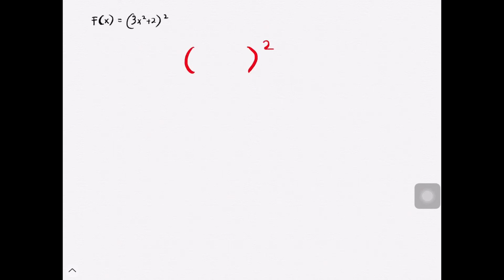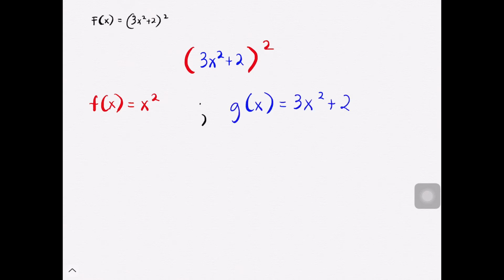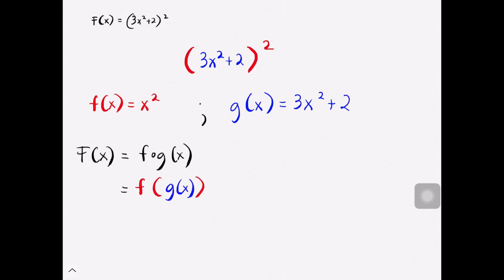Let's apply this algorithm in answering the derivative of the square of 3x squared plus 2. Say big F of x would be that function, the square of 3x squared plus 2. Notice that we can actually have f of x to be x squared and g of x to be that inner function, which is 3x squared plus 2. In this manner, big F of x would actually be the composition of functions f and g, or f of g at x. Evaluating this would give us f at 3x squared plus 2, which is the square of 3x squared plus 2.